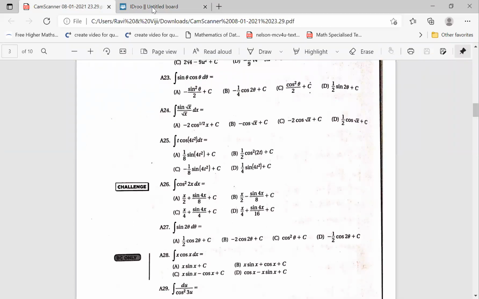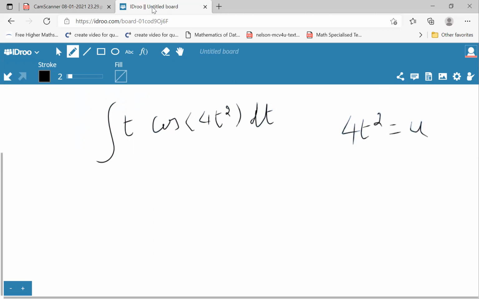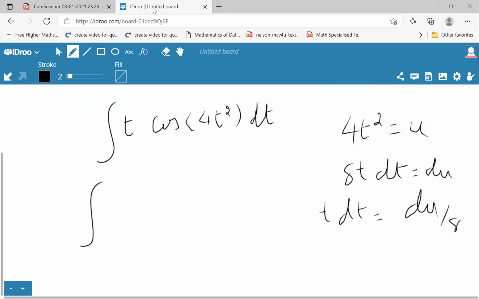Integration of t cos 4t squared dt. The same way, let us take 4t squared as u. Then you get 8t dt is equal to du, or t dt is equal to du by 8. So now this integration reduces to du by 8 into cos u. Let me take 1 by 8 outside. So that becomes cos u du.